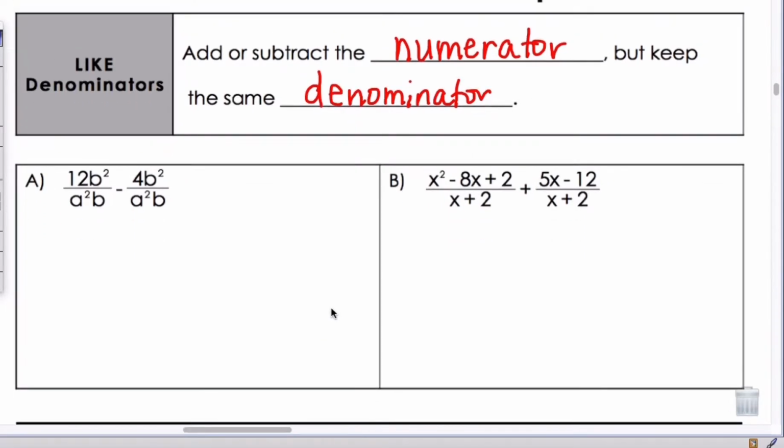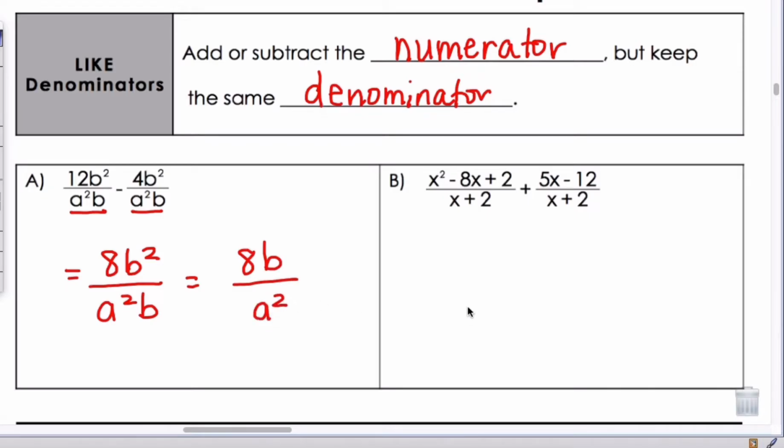All right, so let's look at example A. We can see that we do have common denominators already, so all we have to do is deal with the numerator. We have 12b squared minus 4b squared, and that is going to give me 8b squared all over a squared b times b. If I can simplify, I should do so, and I can see that I can. I have b squared in the numerator and b in the denominator, so that will simplify to 8b over a squared. That is your final answer.